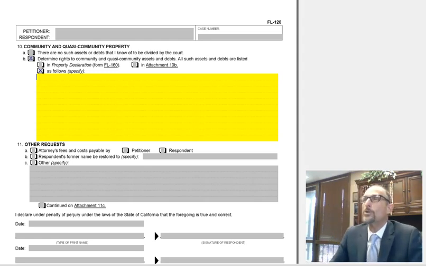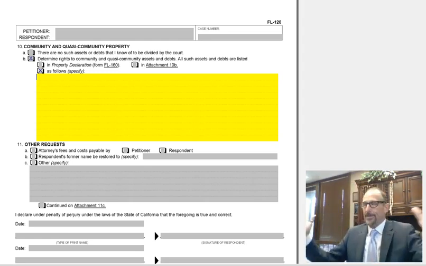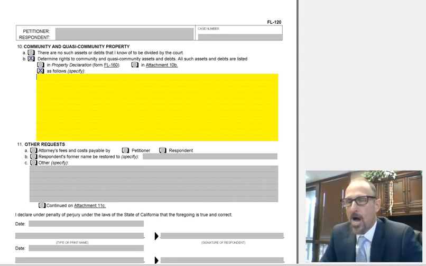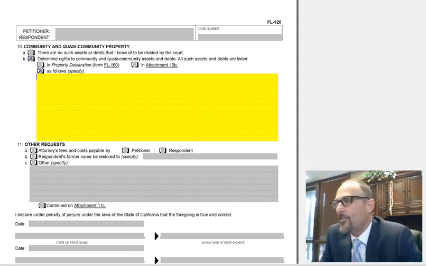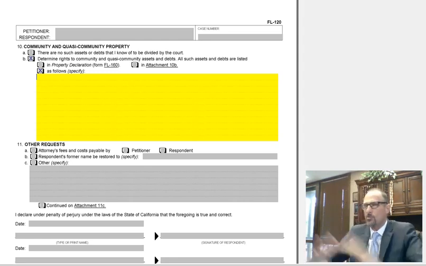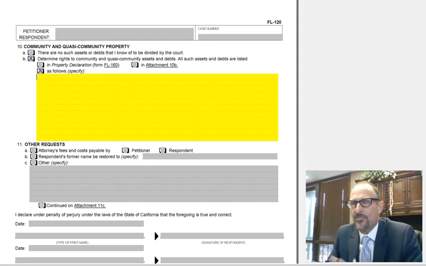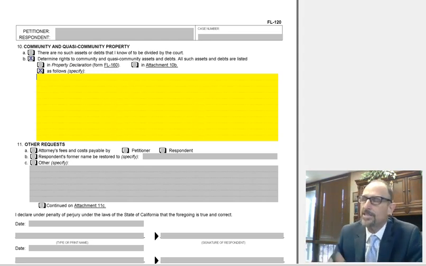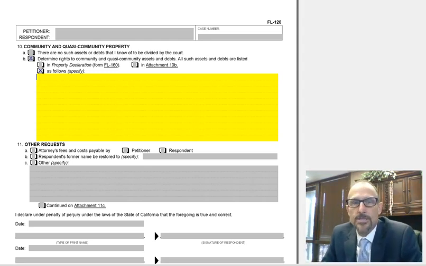If you own a grand piano that you just bought and it's worth $15,000, this incredibly beautiful piece of furniture, and you bought it together and it's community property, and you bought it with money that you earned during the marriage, and there's just no confusion, this is a community property 50-50 item, but if you don't list it here, the court does not have the authority to divide it.